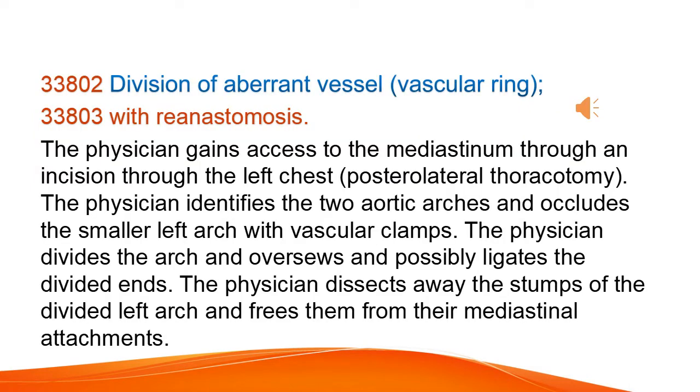Division of aberrant vessel, vascular ring. With reanastomosis, the physician gains access to the mediastinum through an incision through the left chest, posterolateral thoracotomy. The physician identifies the two aortic arches and occludes the smaller left arch with vascular clamps. The physician divides the arch and oversews and possibly ligates the divided ends. The physician dissects away the stumps of the divided left arch and frees them from their mediastinal attachments.